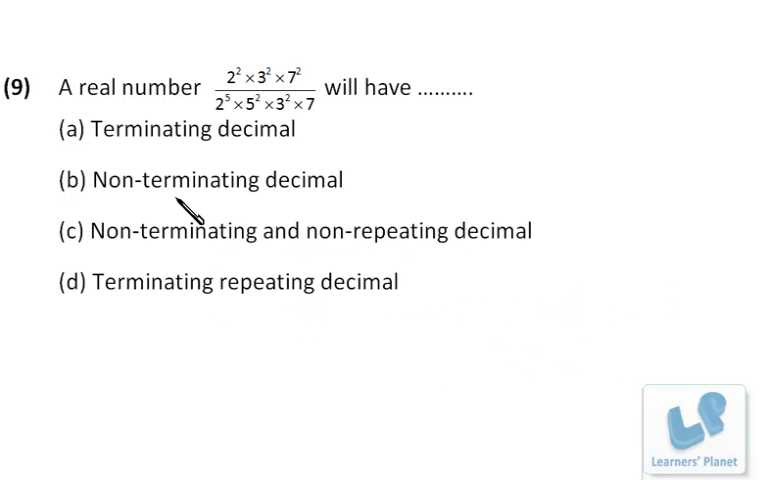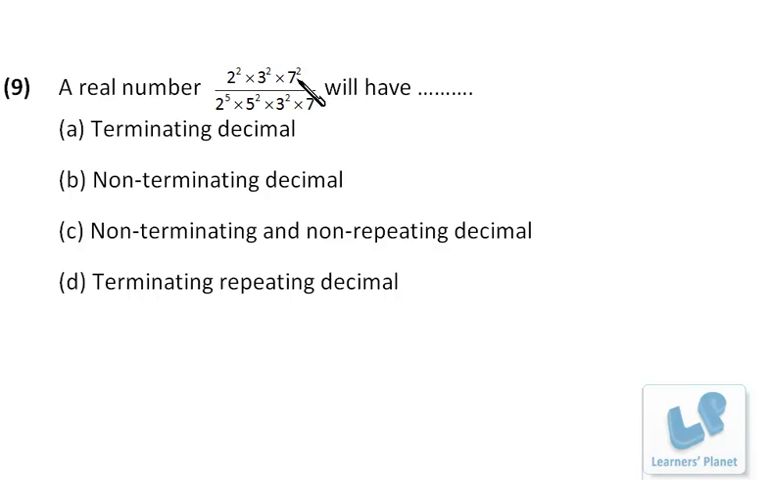Now let's see this question. The real number 2, this is a real number, and we have to find out whether it is a terminating decimal or non-terminating decimal. So how can we find out? By just looking at the denominator. In the denominator, the prime factors are 2, 5, 3 and 7. That means we have prime factors apart from 2 and 5 as well, right? So definitely it will be a non-terminating decimal.